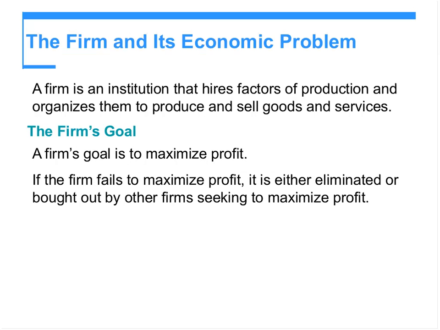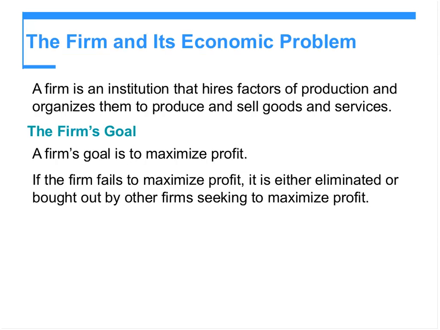So, the firm and its economic problem. A firm is an institution that hires factors of production and organizes them to produce and sell goods and services. This is a very basic explanation of a firm. The firm's goal is to maximize profit. This is one of the main bottom lines of any business. So each company has to reach profitability as one of the basic goals.